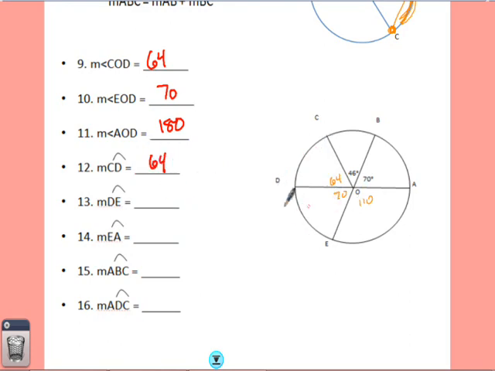Arc CD is the same as the measure of the angle COD, so that's 64 again. DE from here to here is 70. EA from here to here is 110. ABC, so this arc is equal to the sum of these 2 angles, that's 116. And ADC, so A to D to C, so A to D is 180 plus 64 more, 244.